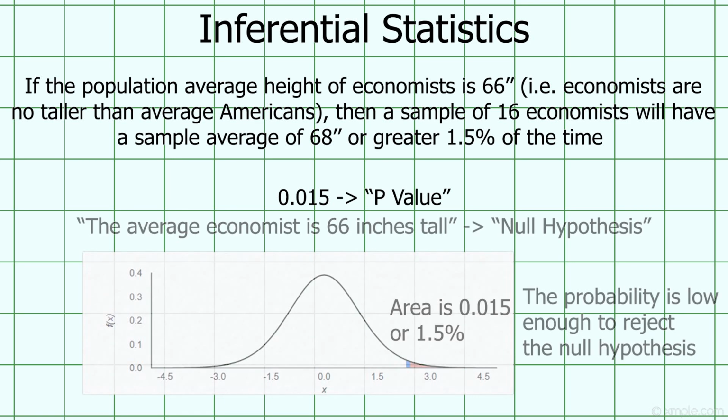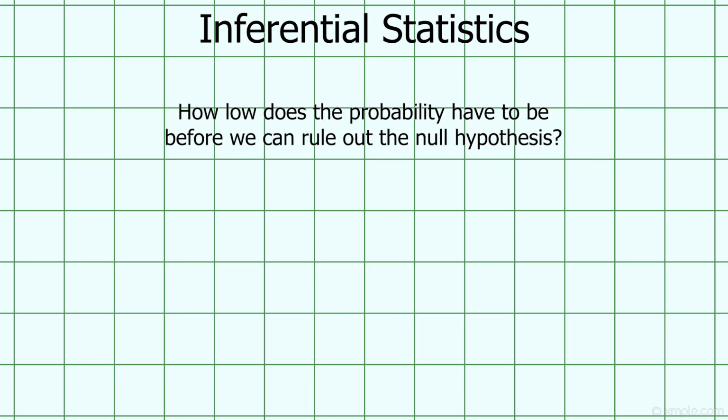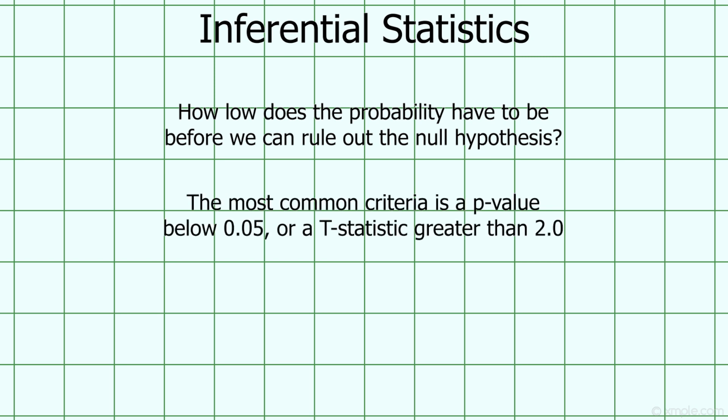How unlikely is unlikely enough to reject? It can depend, but the most common criterion is that a p-value of less than 0.05 is low enough to reject the null. This corresponds to a t-statistic of about 2. If we reject the null hypothesis, we say that our results have statistical significance.